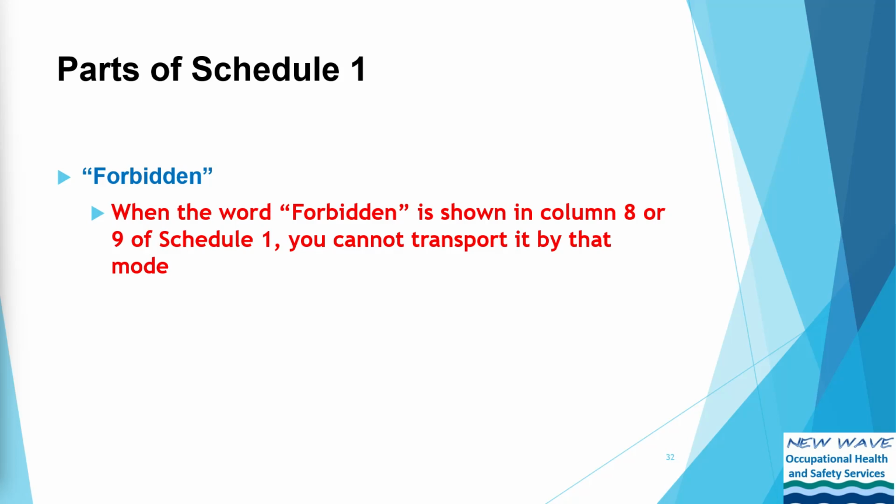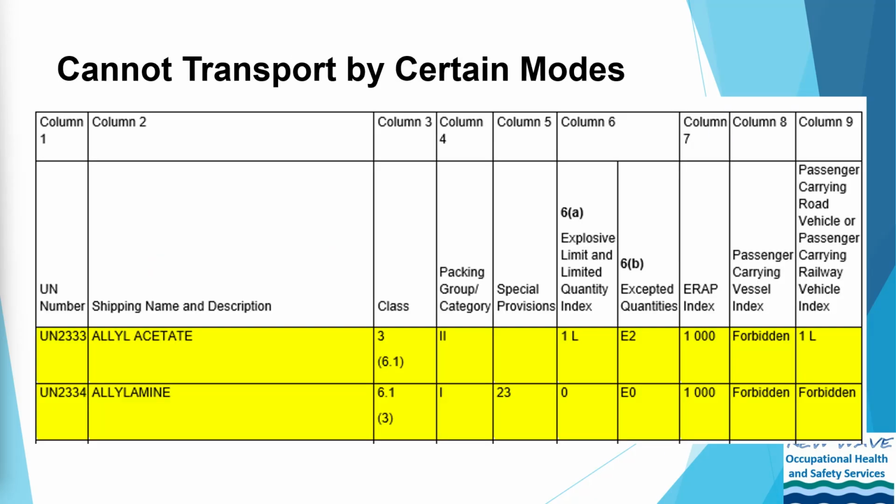When the word forbidden is shown in column 8 or 9 of Schedule 1, you cannot transport it by that mode. For example, the second entry, allylamine, cannot be transported by passenger-carrying vessels, as indicated in column 8, or passenger-carrying road or rail vehicles, as indicated in column 9. The rules are a bit easier for the first entry, allyl acetate. While it still cannot be transported by passenger-carrying vessels, it can be transported by passenger-carrying road or rail vehicles.